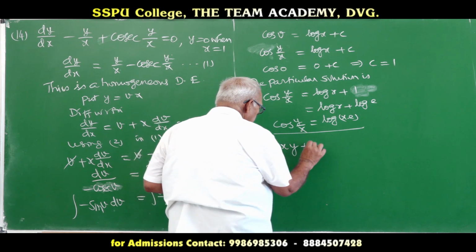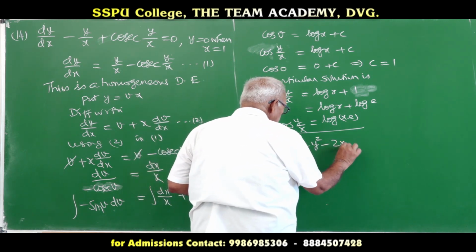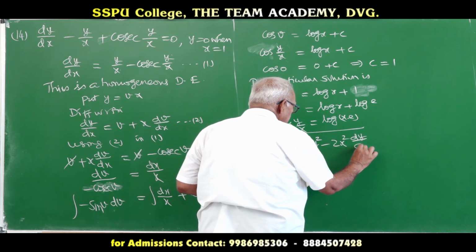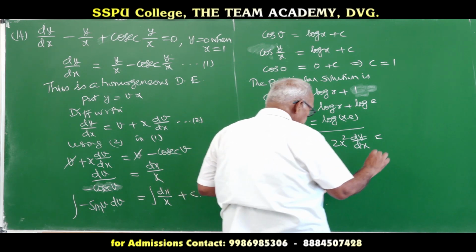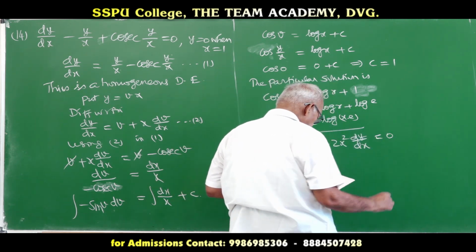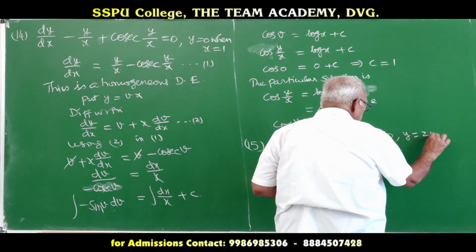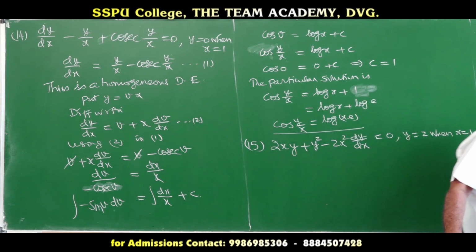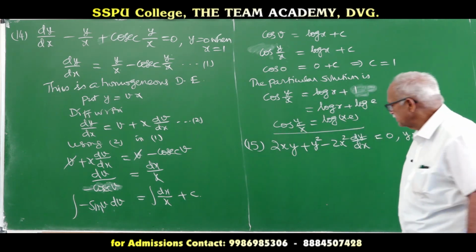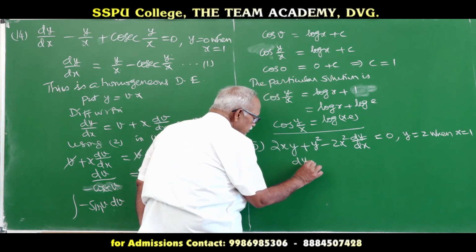2xy plus y square minus 2x square dy by dx is equal to 0. Y is equal to 2 when x is equal to 1. So, what is dy by dx?